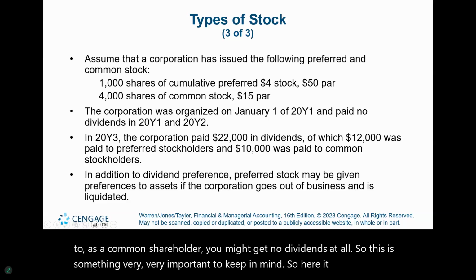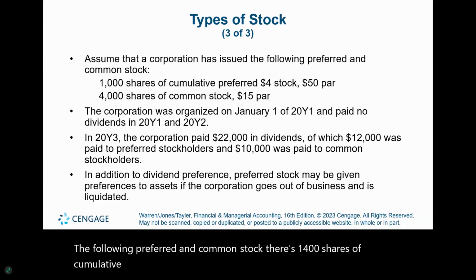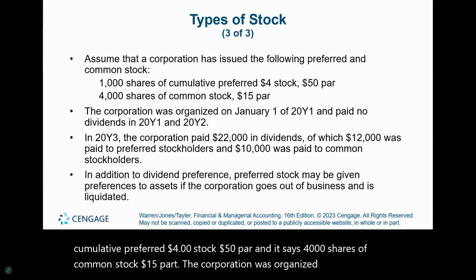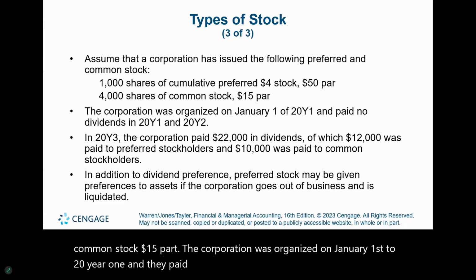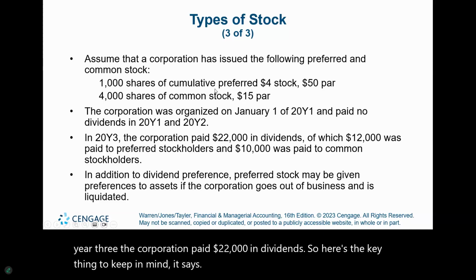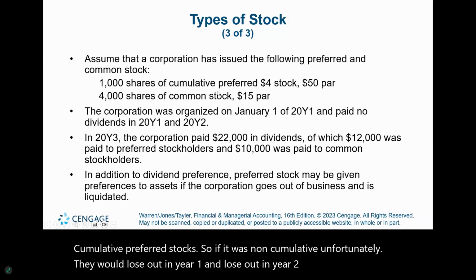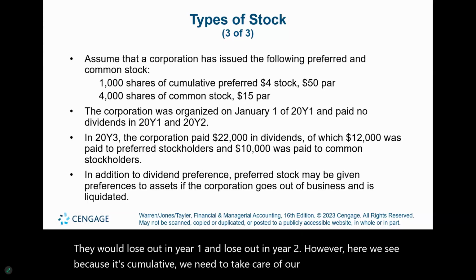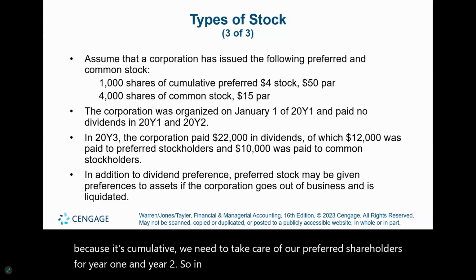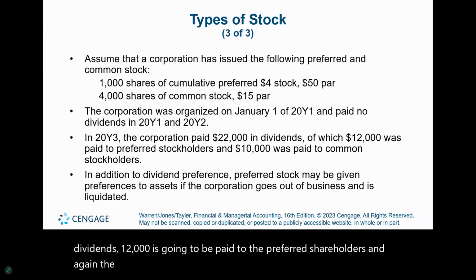So here it states, assume that a corporation has issued the following preferred and common stock. There's 1,000 shares of cumulative preferred $4 stock, $50 par, and 4,000 shares of common stock, $15 par. The corporation was organized on January 1st of year one, and they paid no dividends in year one and year two. In year three, the corporation paid $22,000 in dividends. So here's the key thing to keep in mind. It says cumulative preferred stock. So if it was non-cumulative, unfortunately, they would lose out in year one and lose out in year two. However, here we see, because it's cumulative, we need to take care of our preferred shareholders for year one and year two. So in year three, the corporation paid $22,000 in dividends. $12,000 is going to be paid to the preferred shareholders. And again, the common shareholders basically get what's left over.